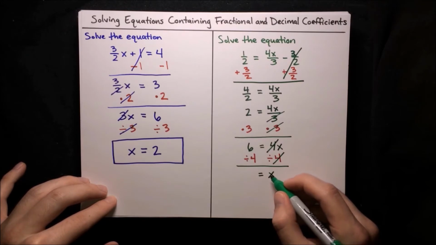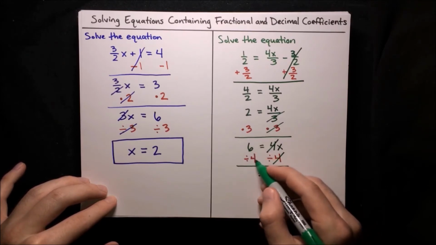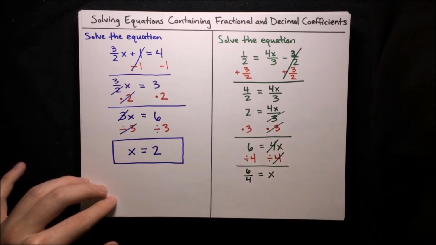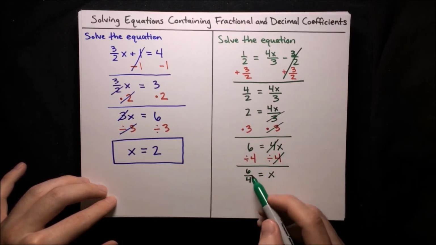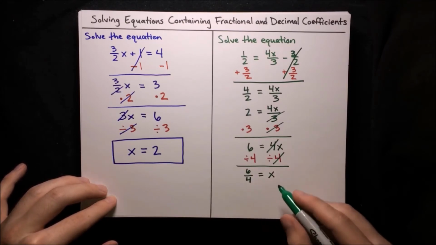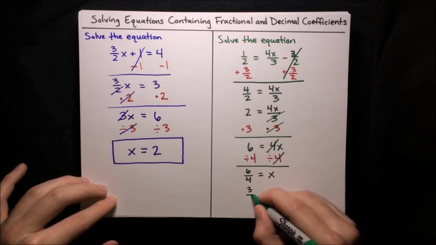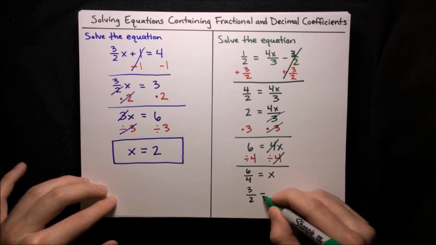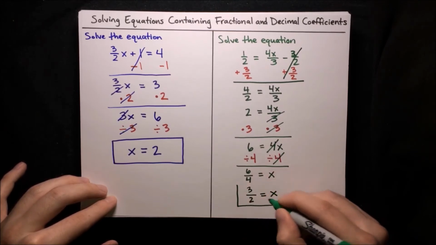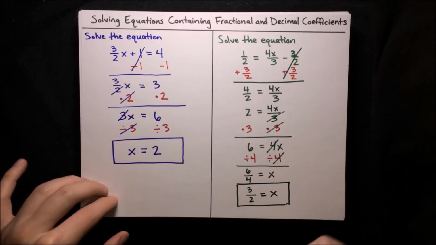And then on the left-hand side, we have 6 divided by 4. Why don't we write that as a fraction? 6 over 4. We can reduce this fraction a bit. Both 6 and 4 are even numbers, so they can be divided by 2. So if we divide by 2 on top and bottom of this fraction, we just get 3 over 2. And that's the simplest form of the fraction. So 3/2 is equal to x, and that is our solution.